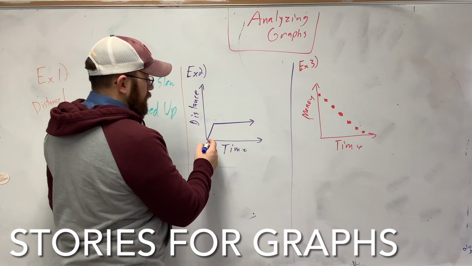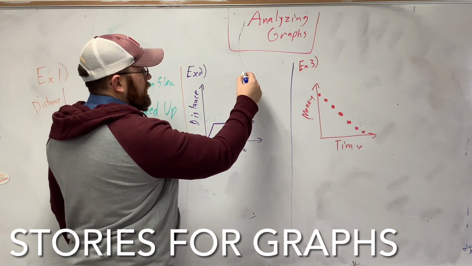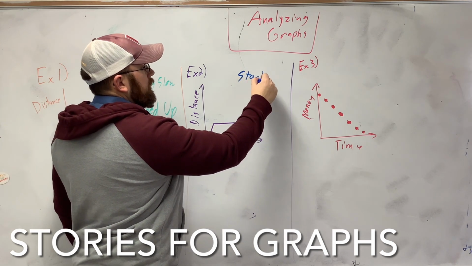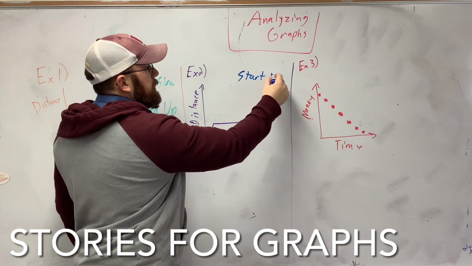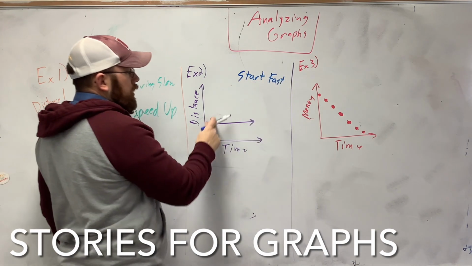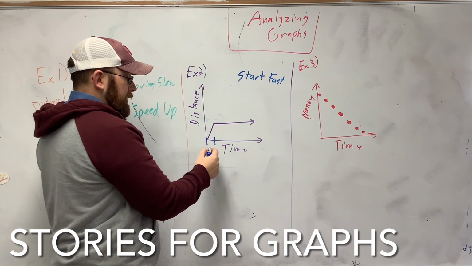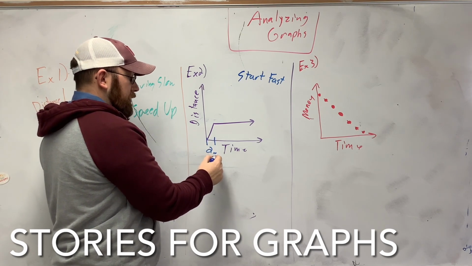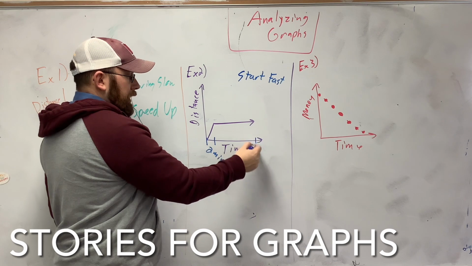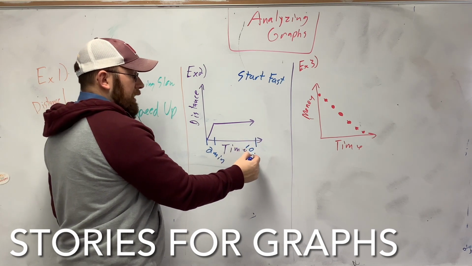So what's happening here? Well, he's starting off fast, so he might be running because he's covering a large amount of distance over a short period of time. So say this is 2 minutes. All right, then from here to here is 10 minutes.